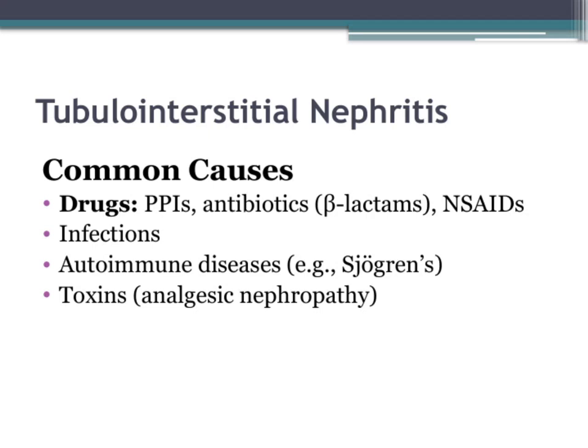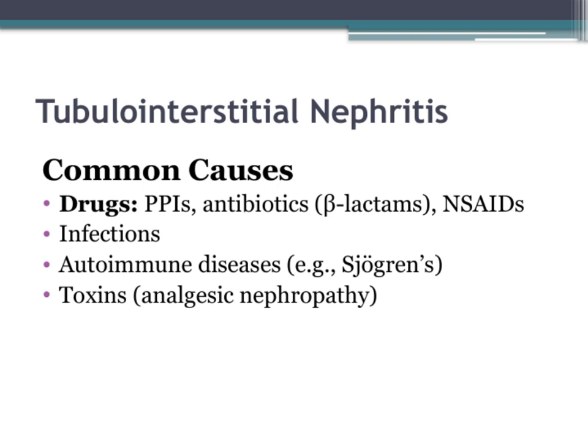Now, let's take a look at some of the common causes of kidney issues. First up, drugs. Certain medications like proton pump inhibitors, or PPIs, are widely used for acid suppression, but they can sometimes contribute to kidney problems. Antibiotics, especially beta-lactams, are another culprit. And we can't forget NSAIDs, which are common pain relievers. Long-term use of these can also impact kidney health.